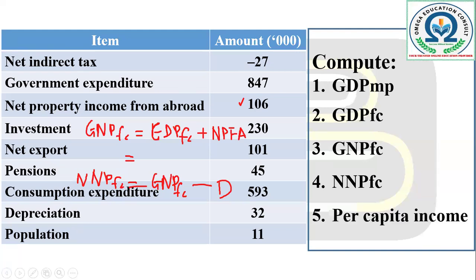Okay, so we have per capita income here. Population has been given. We wouldn't do that computation. We'll look at that in our next session.